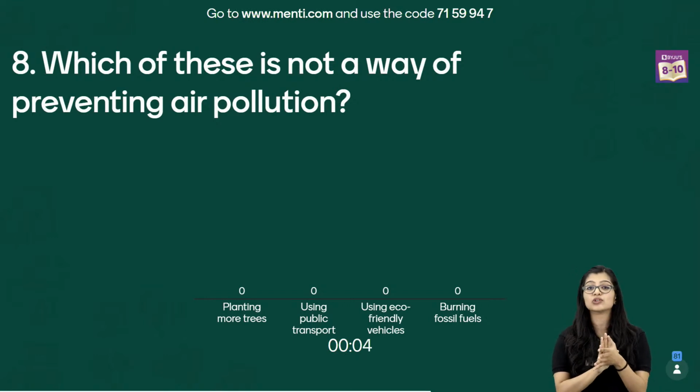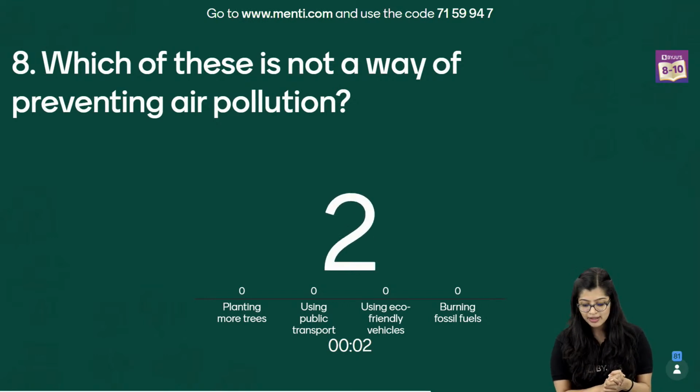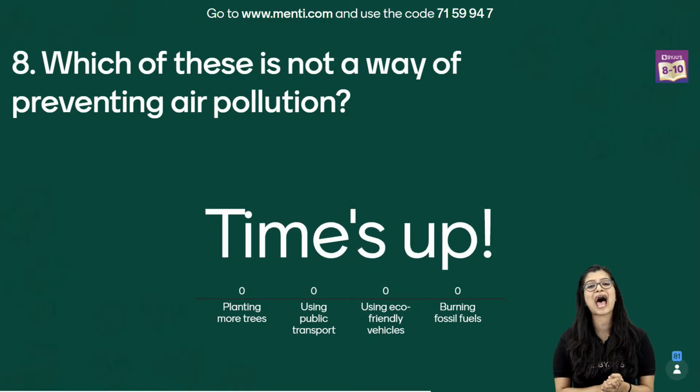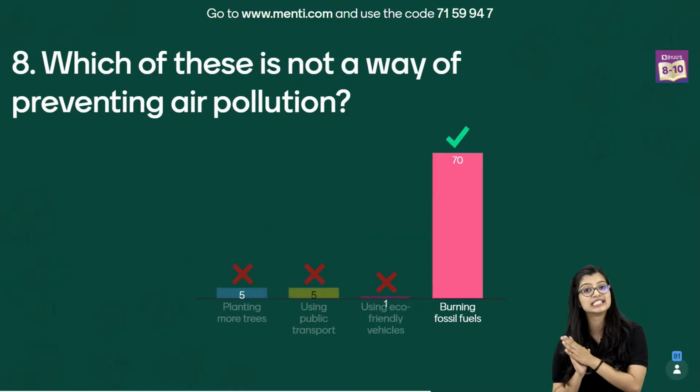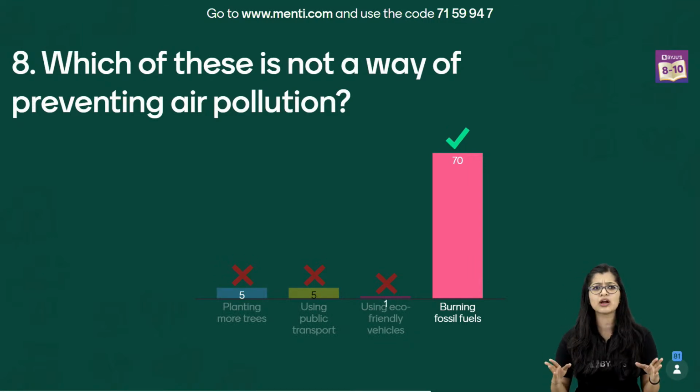So we have 5 more seconds left on the clock. 3, 2, 1 and time's up. The answer is very simple. It is option D, right? Which is burning of fossil fuels. Very, very good, guys. 70 of you have got this right.